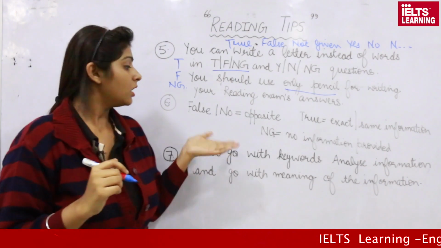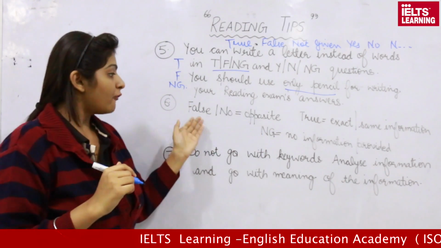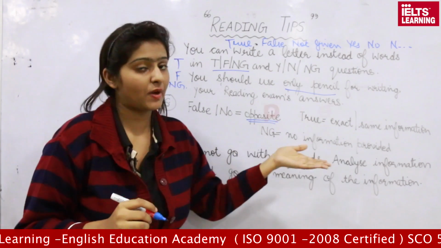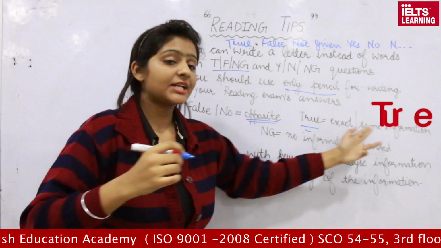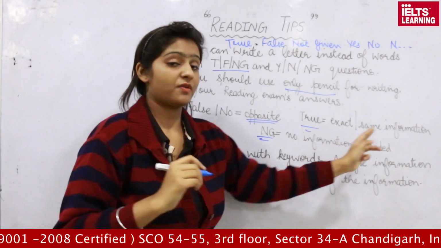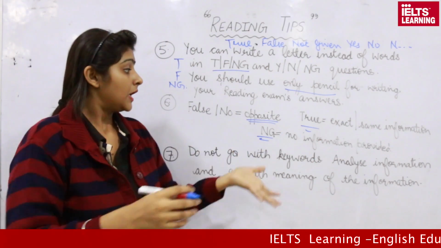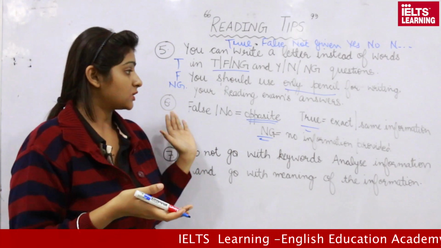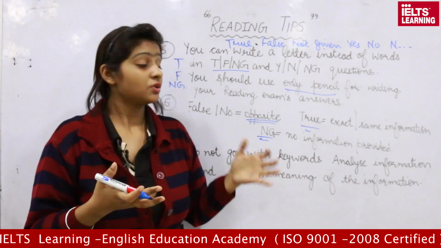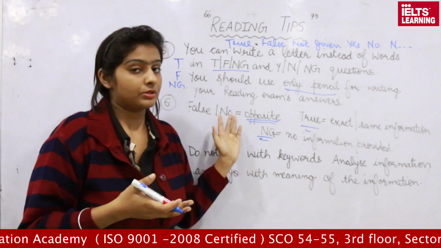The sixth tip. For the true, false, not given, or the yes, no, not given, false or no means opposite to the information provided. True or yes means exact or same information. And not given means no information provided. It looks quite easy, but when students do these questions related to true, false and not given, they find it quite tricky and confusing. So always keep in mind that false is something opposite to the information.